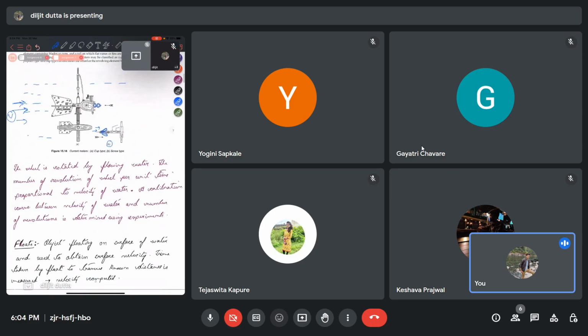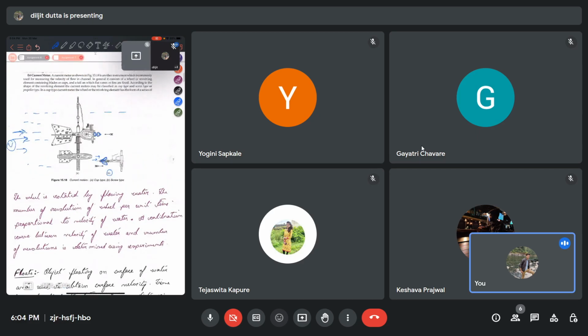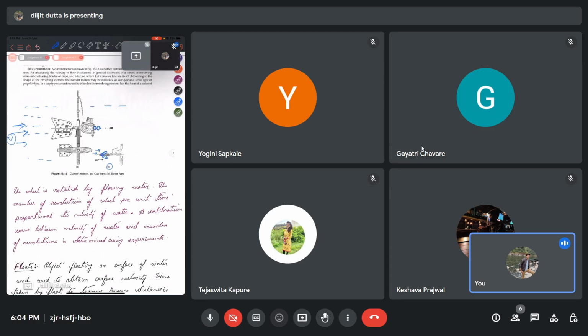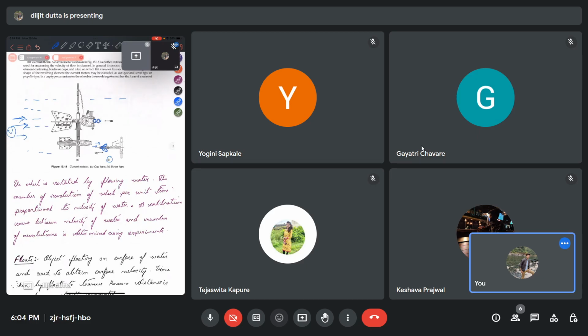So this is the main working principle of a current meter: a wheel is rotated by the flowing water. The number of revolutions of the wheel per unit time is proportional to the velocity of the water. In order to get the velocity, the current meter is first calibrated. It is placed in a lab flume, and for different velocities of the flume, the current meter is calibrated so that we can get the velocity of the flow in a river accurately.